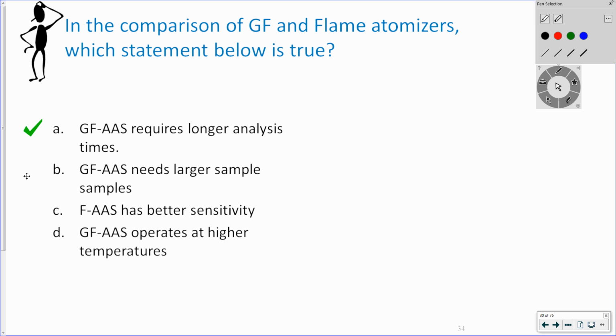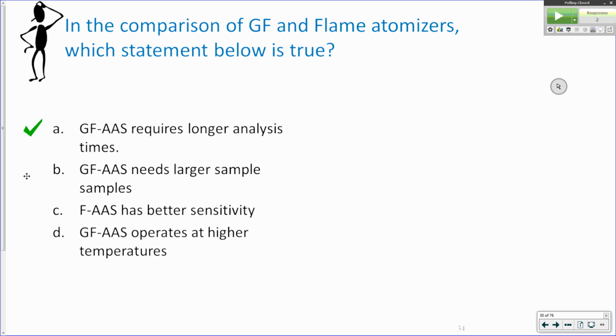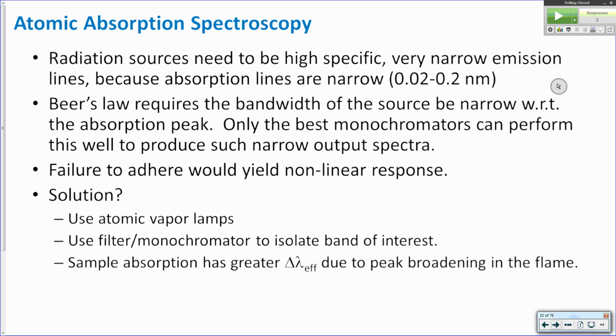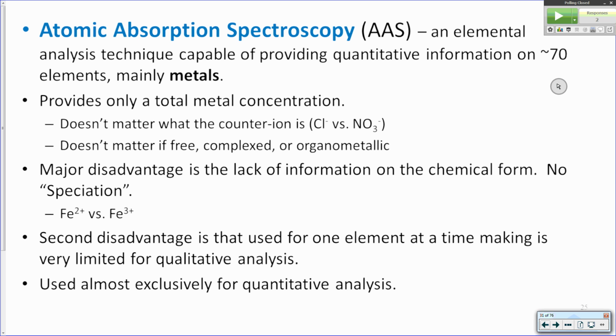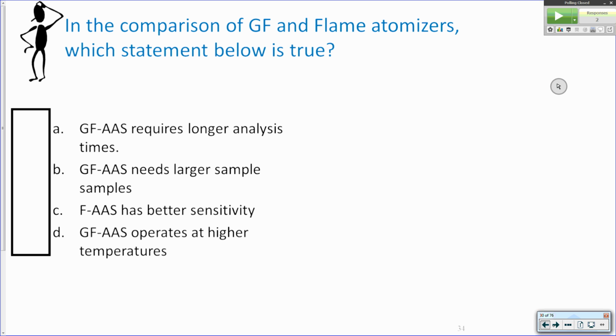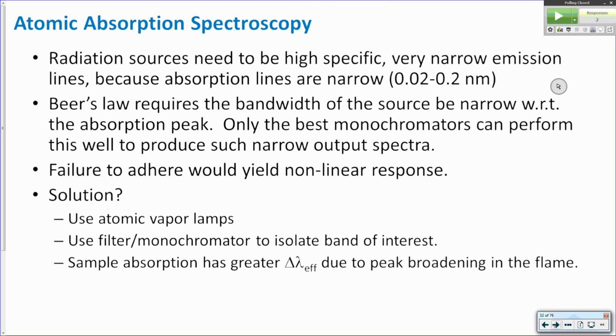Graphite furnace needs microliters of sample. Flame needs milliliters. The sensitivity, I'll show you on the next couple of pages, is far better with graphite furnace versus flame, and they both operate at about the same temperature. So you run 2400 to 2800, something like that. If you have to have a higher temperature, you can run nitrous oxide in a furnace. Okay, so now we've got our ways that we're going to atomize our sample, either the furnace or the flame. Let's talk about the analysis itself.